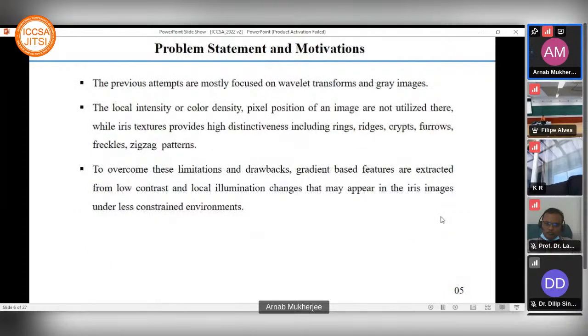The previous attempts mostly focused on Log-Gabor based wavelet transform and gray images, but the local intensity or color density and pixel position of an image were not utilized in previous research, where iris textures provide high randomness, including rings, rays, crypts, furrows, freckles, zigzag patterns, etc. To overcome this limitation and these drawbacks, gradient-based features are extracted from low contrast and local changes, illumination changes that may appear in the iris images under less constrained environments.